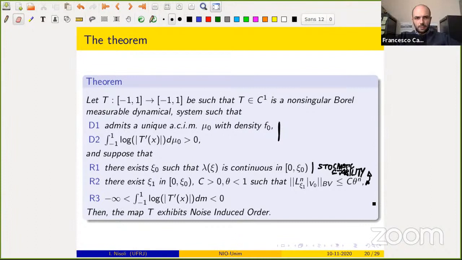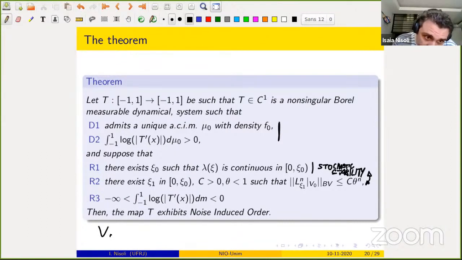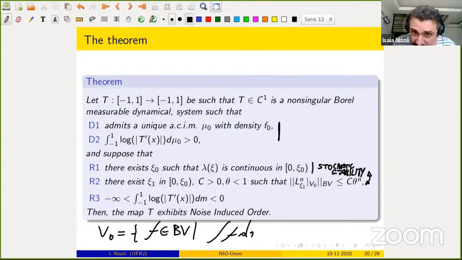Sorry, what is V0 in condition R2? V0 is the space of the F in BV such that the integral of F dm is equal to zero. So these are the average zero functions. If we have a unique stationary measure, this is essentially the complement of the unique stationary measure. So you know that the complement is contracting in BV fast.